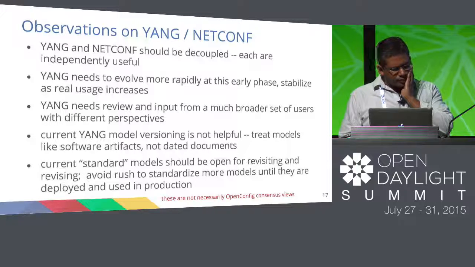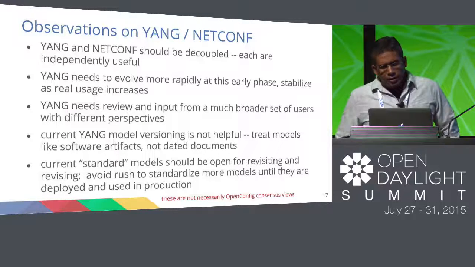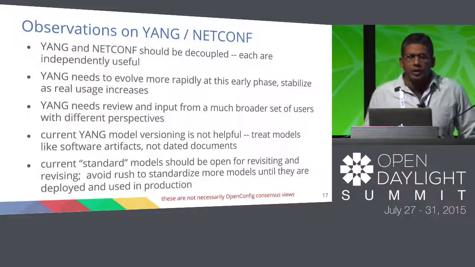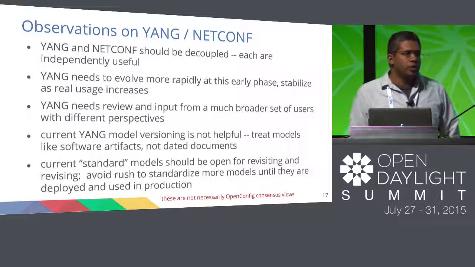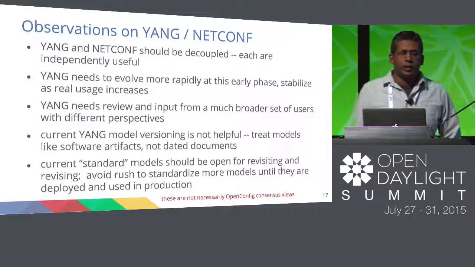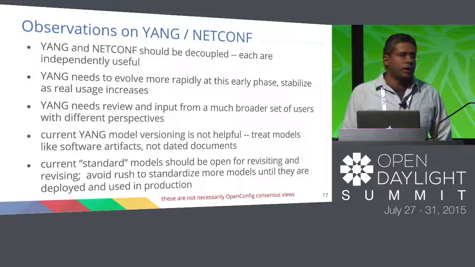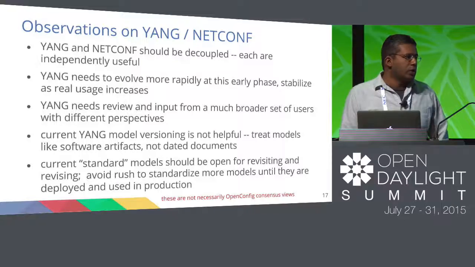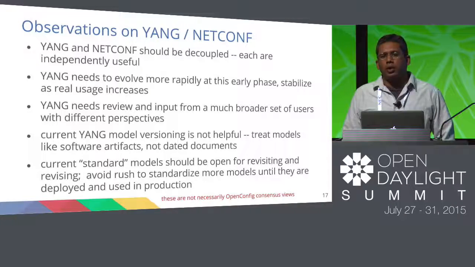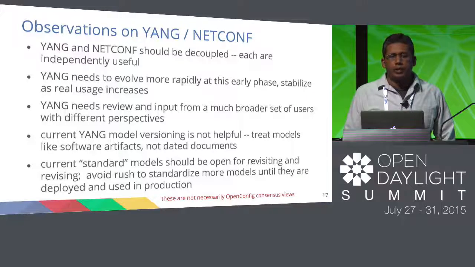And then finally, there are some standard models out there that I think we should be really open to revisiting and revising if necessary. The problem with the standard models that have been published is that they're not used widely in production, I think by everyone's admission, right? So we're in a situation where we have some models that have been published as RFCs, and we're naturally reluctant to go back and change them because they're RFCs. But the problem is that they're not really used that widely yet.